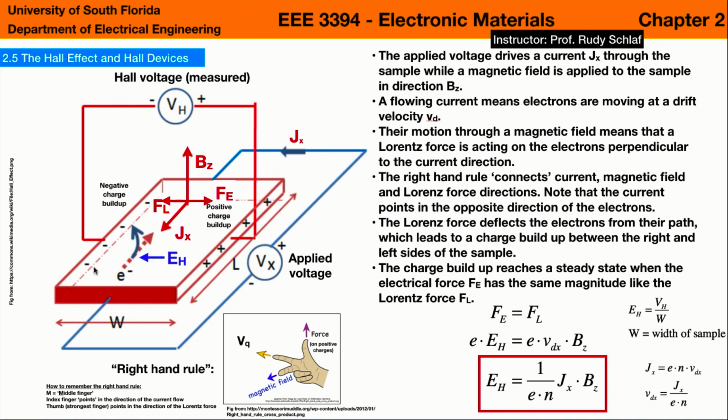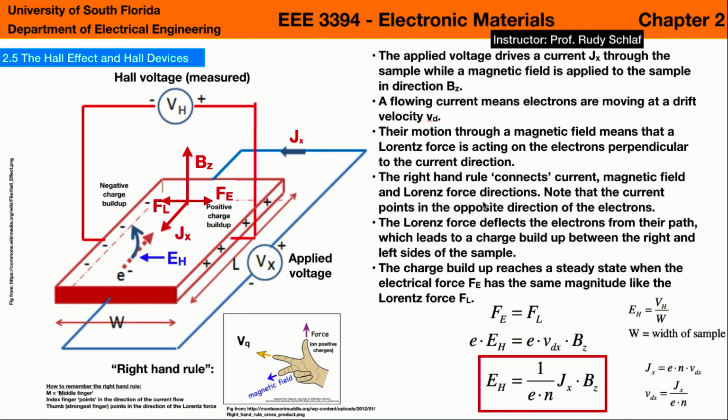Now, when will this charge build up stop? There is now something acting against the Lorentz force, which is of course the Coulomb force between the negative and the positive charges here. And that means that at some point, when there are enough charges built up, the Coulomb force and the Lorentz force will be the same in magnitude but opposite in direction, and that then gives us a steady state at which the Hall voltage does not change anymore.